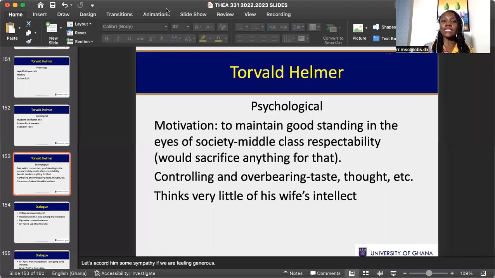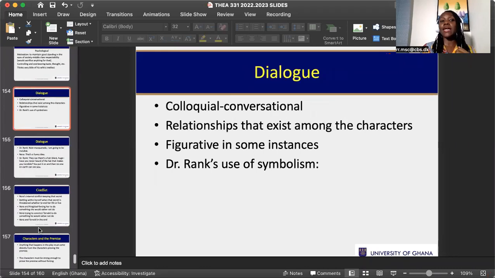If you don't do that, it is easy to say, oh, this person is horrible. Look at all the things she has done for you, and look at the way you have treated her. That is true, but also let's look at the other side as well. What caused him to take that stance? What kind of society does he live in? What kind of society creates a man like Torvald Helmer? That is what will help you to gain a deeper understanding of this character and his behavior.